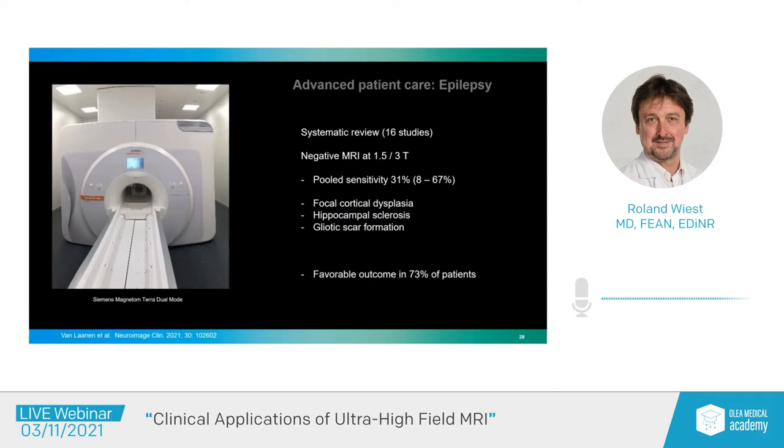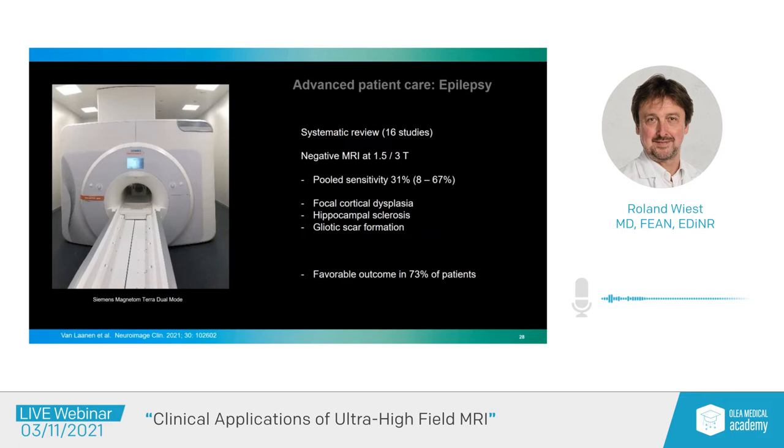Recently, a study was issued that systematically investigated 16 different studies of patients with negative MR, either at 1.5 or 3 Tesla, and they reported a huge variance within the studies, but they ended up with a pooled sensitivity of 31%. The majority of the patients where new lesions were detected were patients with focal cortical dysplasia, patients that had a hippocampal sclerosis or where the neuroradiologist was not sure if it is one or not, or a gliotic scar formation. The important point is that this systematic review also showed that most of the patients that have been detected also had a favorable outcome in epilepsy surgery.